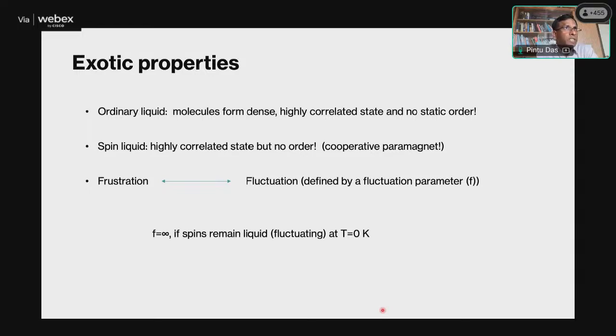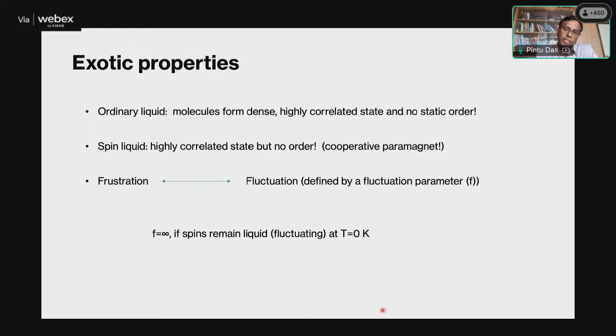So basically what you see is very interesting, because there is a localized magnetic moment at each lattice site of the triangular lattice, but the system avoids any long range order. That's what we call frustration, which is actually coming from the fluctuation. And this fluctuation is usually defined by a fluctuation parameter.